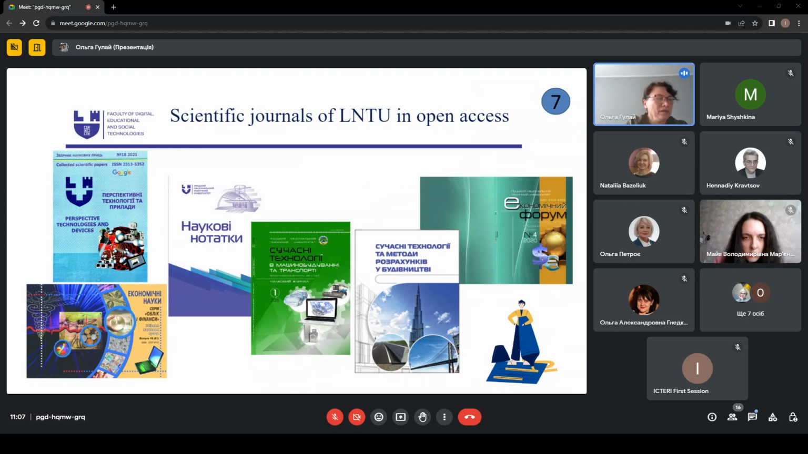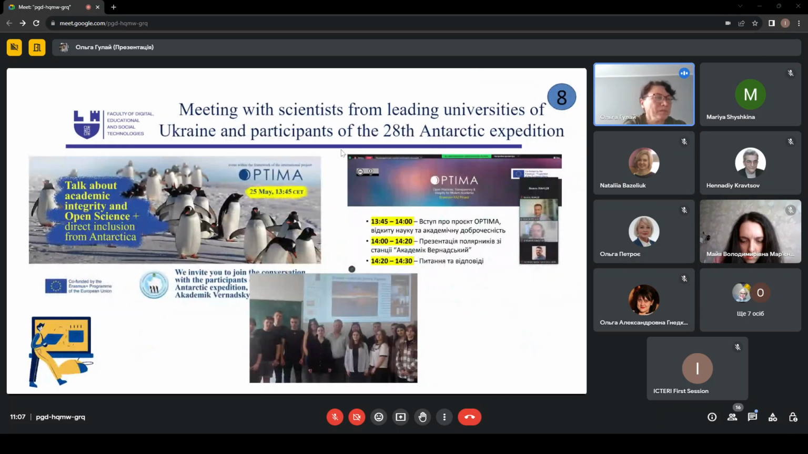An important aspect of implementing the principle of open science is its wide popularization. Informal trainings on academic integrity and open science are periodically held with the participation of students and teachers. For example, in May 2023, within the framework of the international project OPTIMA, students and school children communicated with scientists from leading universities of Ukraine and participants of the 28th Antarctic expedition, who are currently at the Ukrainian Antarctic Academic Vernadsky Station.